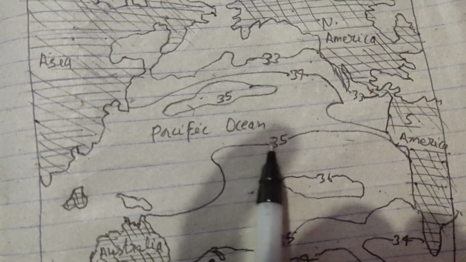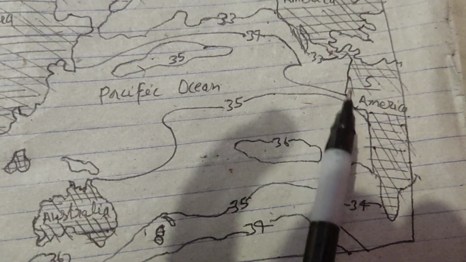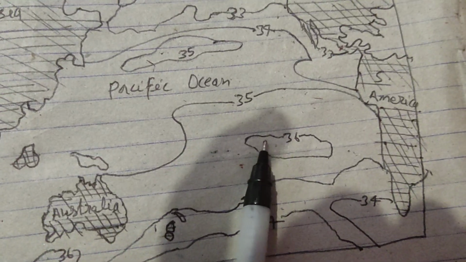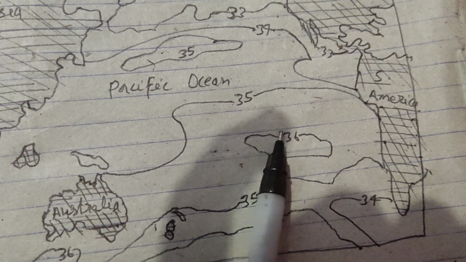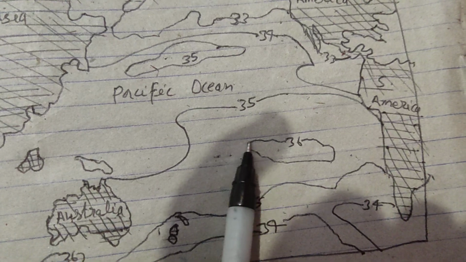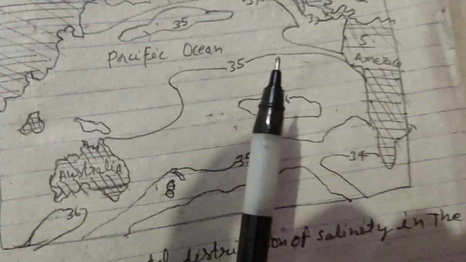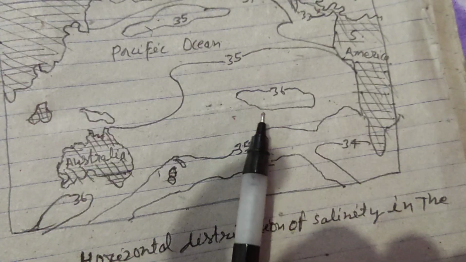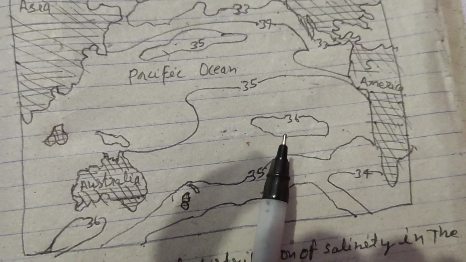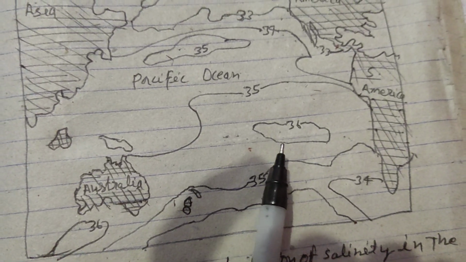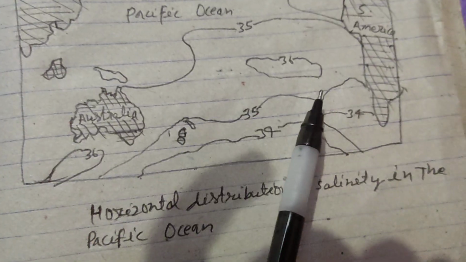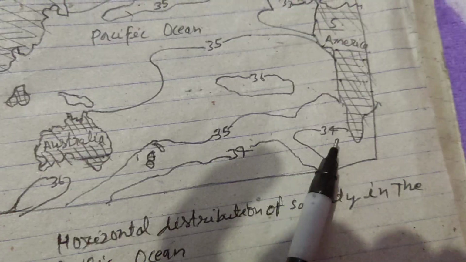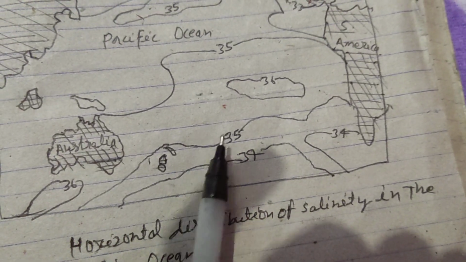and this is the 35 also from North Australia to South America and the Peru coast, and this is the 36, very high here because the evaporation is very high. If evaporation is very high, then salinity is very high. There is a positive relationship between evaporation and salinity. And this is the polar area, south of Australia, 34 gram and 34 gram, 35 gram.